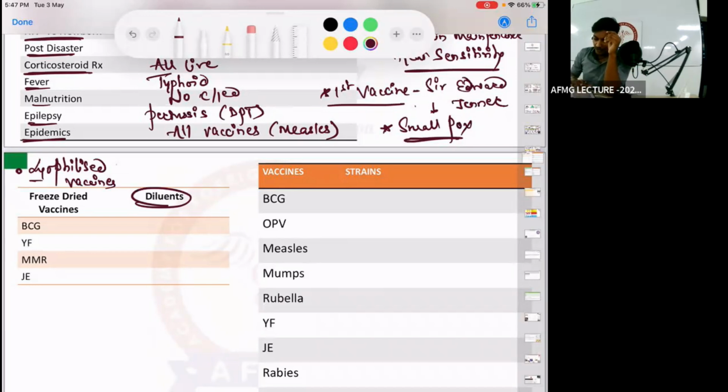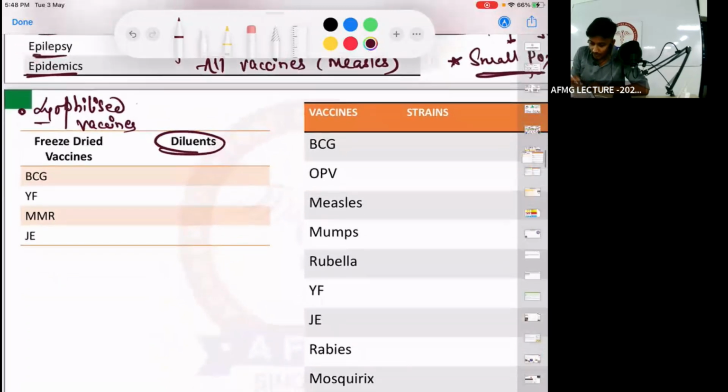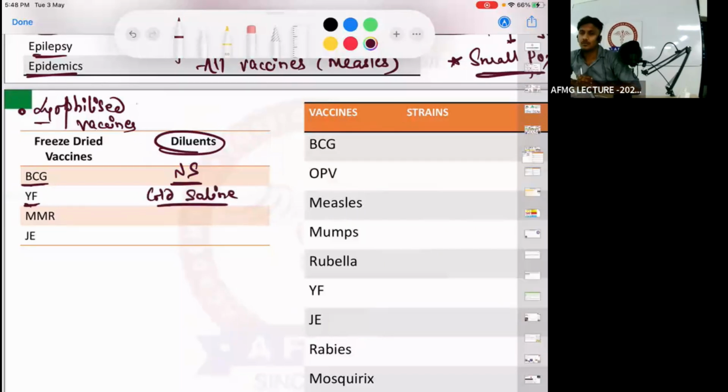Now, talking about the diluents of the freeze-dried vaccines, please remember which diluent is used for each. For BCG, we will use normal saline. For yellow fever, we will use cold physiological saline, that is cold saline. For measles, mumps, and rubella, we will use distilled water or sterile water, which is one and the same thing.